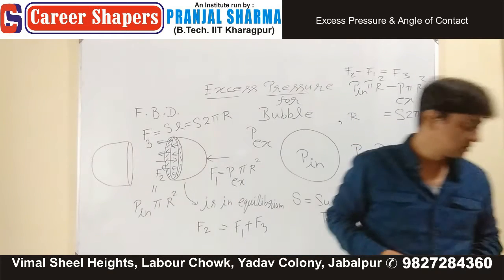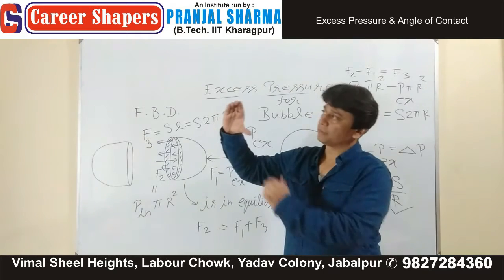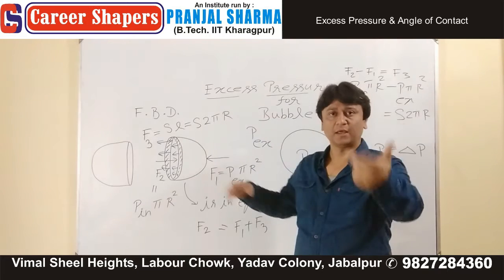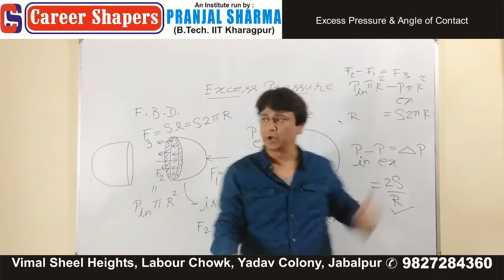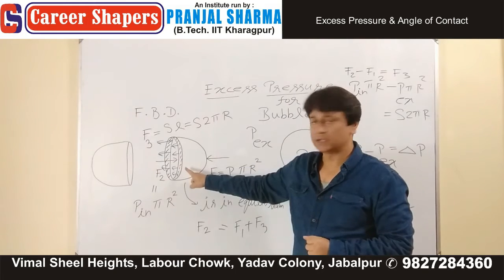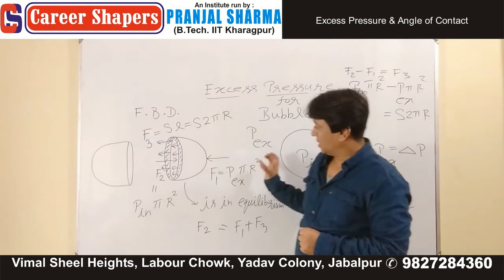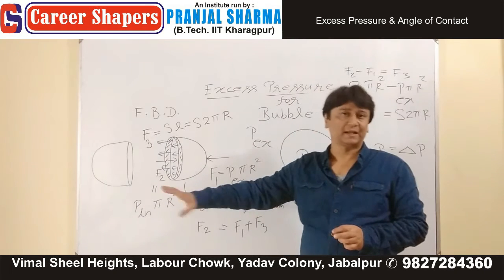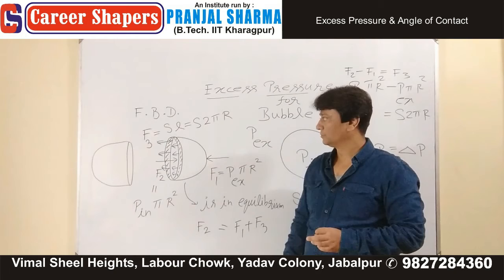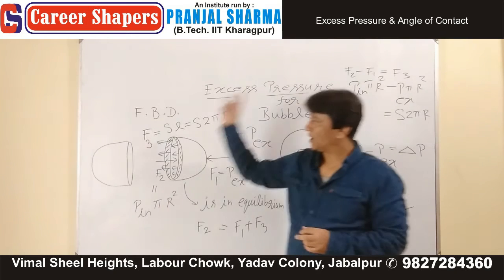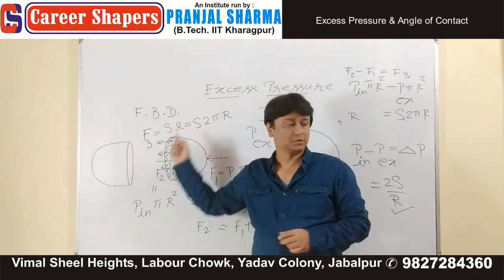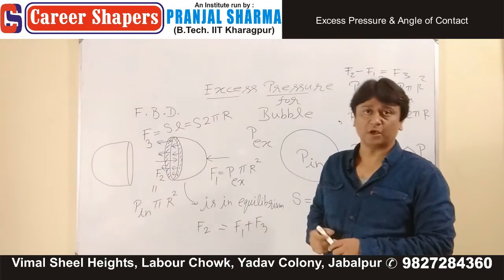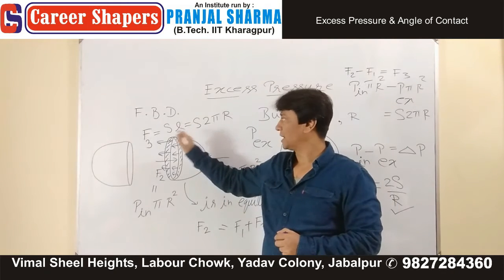There are two surfaces present, inner and outer. And it's very thin, and therefore we'll take the radius as R only for both, inner as well as outer. Concept of F1, concept of F2, that is exactly the same. Regarding surface tension force, there are two surfaces present, and therefore this is the correction.